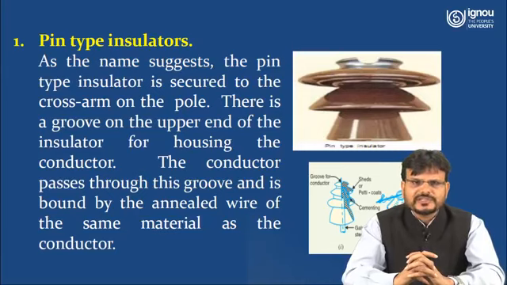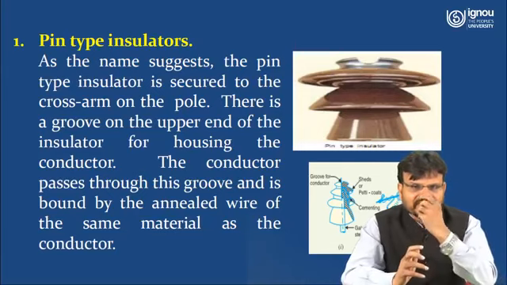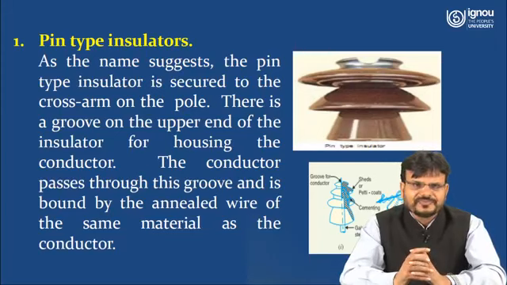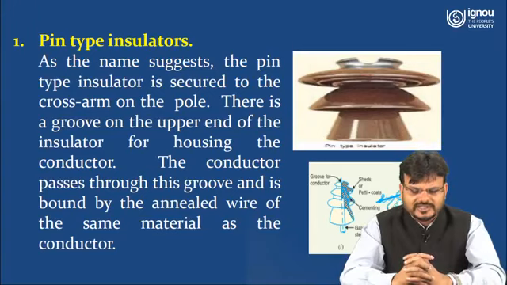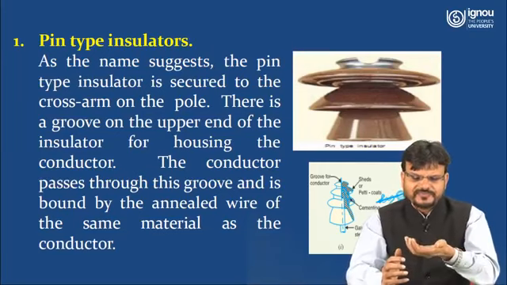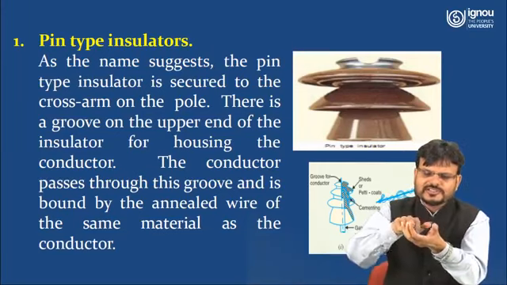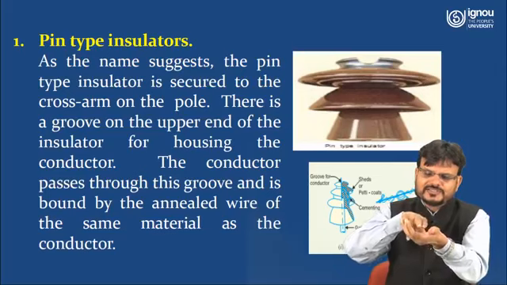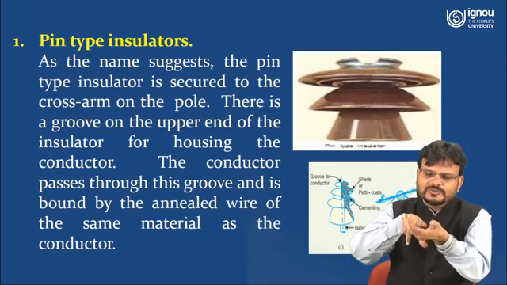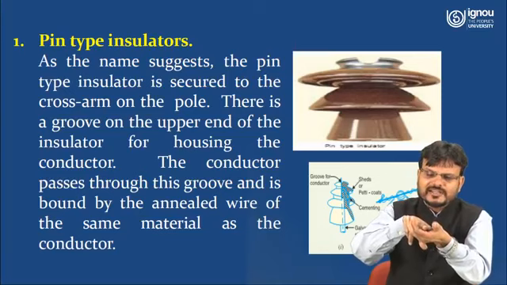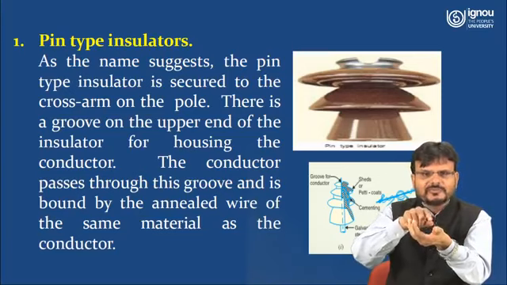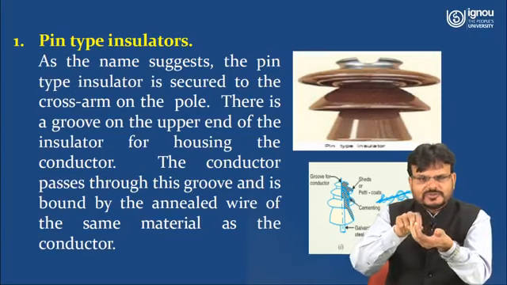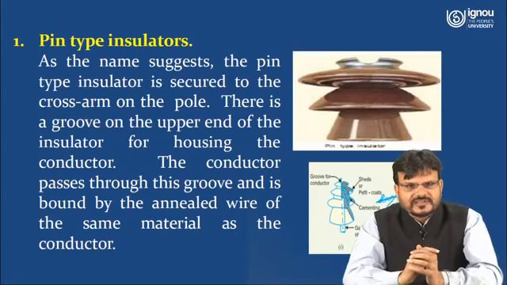First is the pin type insulator. Its name indicates pin type, that means it must have some pin. As the name suggests, the pin type insulator is secured to the cross arm on the poles. There is a groove on the upper end of the insulator. Suppose this is a pin type insulator, so this one is a groove and the wire will be placed in this groove, and it may be tightened with the help of some wire through this groove in the pin insulator.